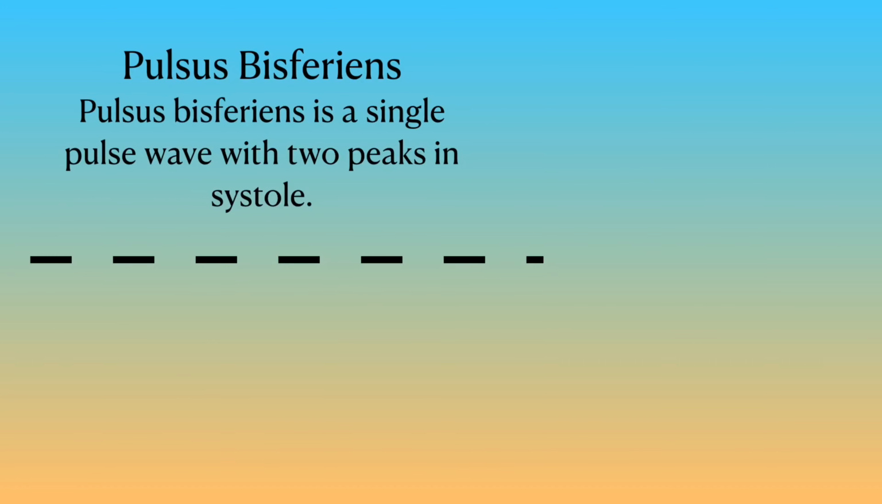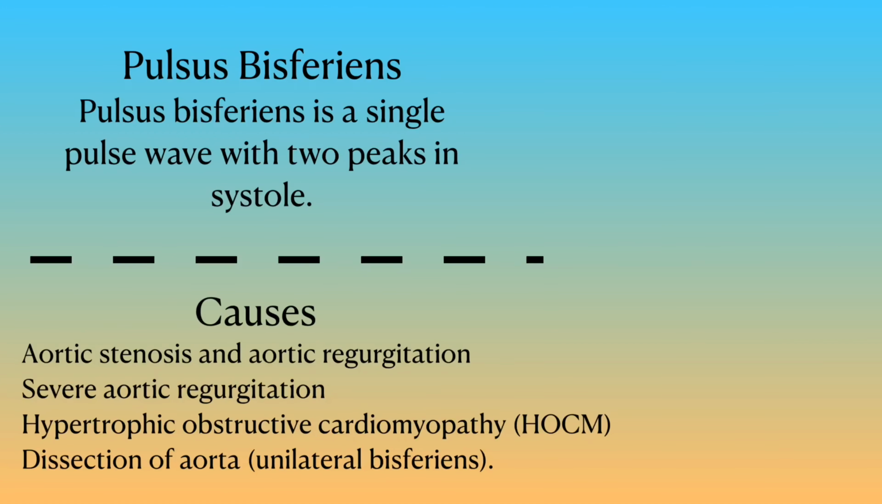Pulsus bisferiens is a single pulse wave with two peaks in systole. This is best felt in brachial and femoral artery. The causes are aortic stenosis and regurgitation, hypertrophic obstructive cardiomyopathy, and seen in dissection of aorta.